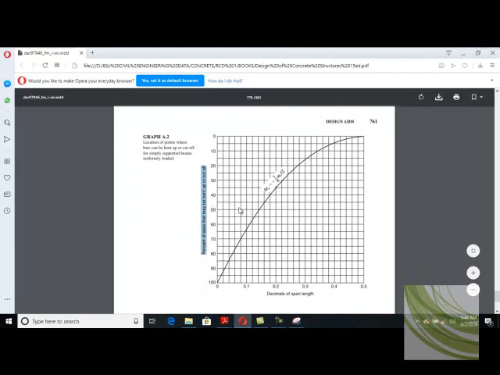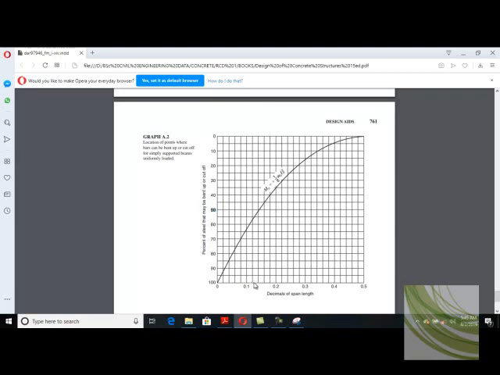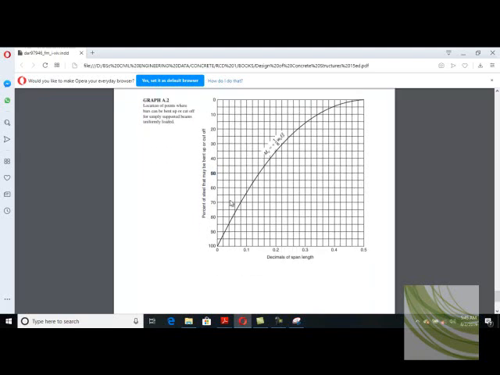So if you want to cut off your 50% bars, you just need to select this point and come down. Once you come down, let's say this point is 0.1, this point is 0.2, so these divisions are 10 parts: 1, 2, 3, 4, 5, 6, 7, 8, 9, 10. So you can say 50% is around 0.167. You just multiply that 0.167 with the length of the beam, and you get the theoretical point. You will use this diagram, okay?